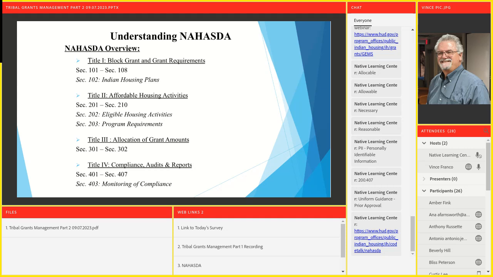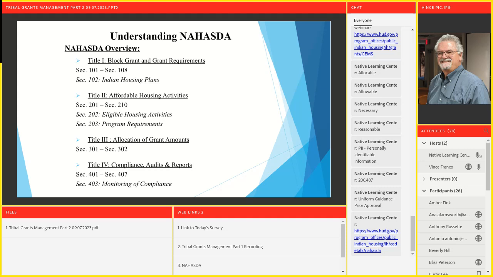2, required information. Everyone that receives block grant funds needs to have the following: a description of the planned activities. That's A. B, a statement of need for low-income Native American housing. C, budget, or as they call it here, financial resources. I'm still in section 102, just breaking it down. And D, compliance, including policy, internal controls and policies and procedures.